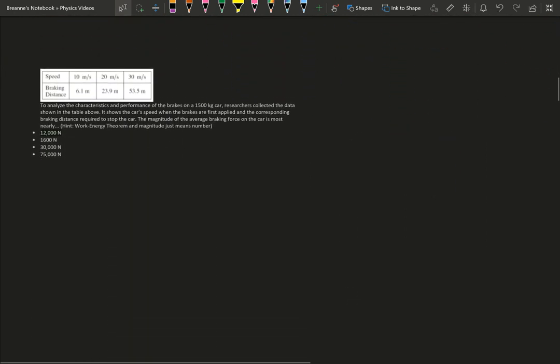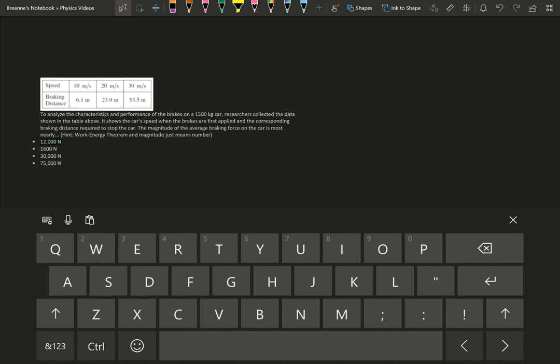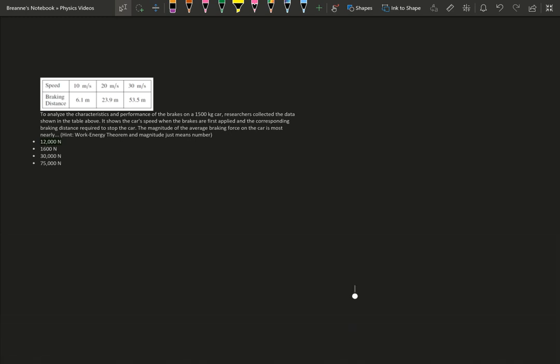There we go. So to analyze the characteristics and performance of the brakes on a 1,500 kilogram car, researchers collected data shown in the table above. It shows the car's speed when the brakes are first applied and the corresponding braking distance required to stop the car. The magnitude of the average braking force on the car is most nearly.